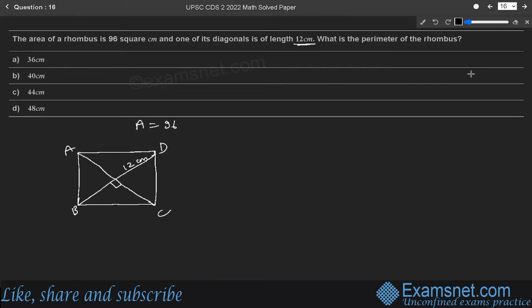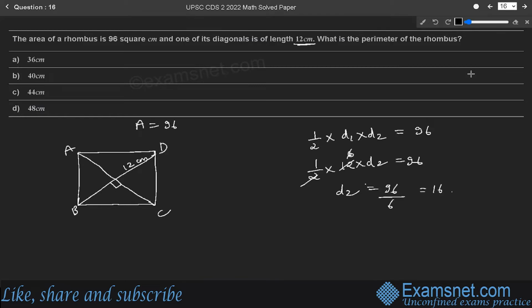We have to find the perimeter of the rhombus. We know that the area of a rhombus is given by half into diagonal 1 into diagonal 2. The area is already given, which is 96, and one diagonal is given. So it will be half into 12 into D2, which will be 96. So D2 will be equal to 96 upon 6. So D2 will be equal to 16. So we can say that the other diagonal is 16, which is here.